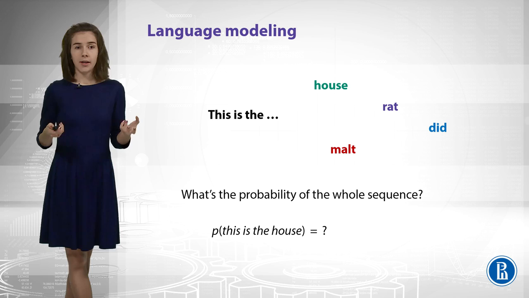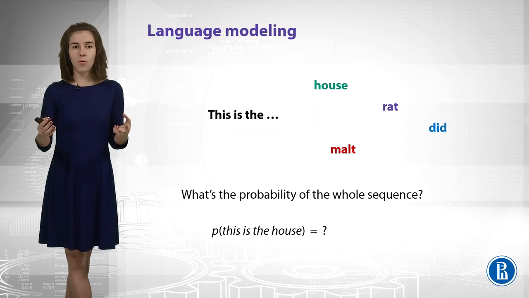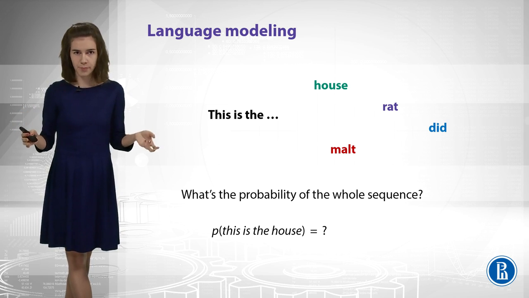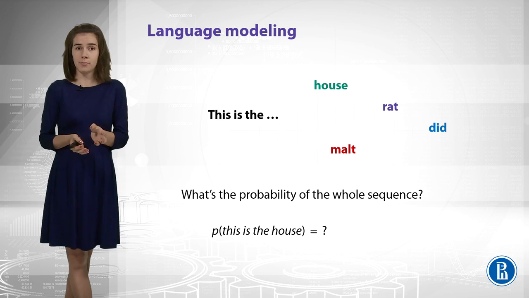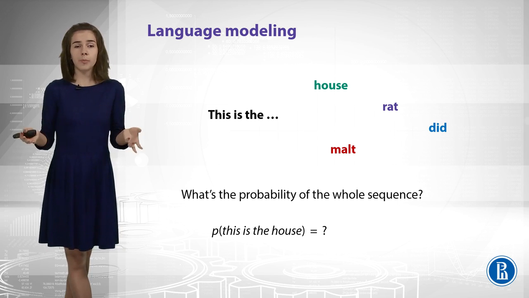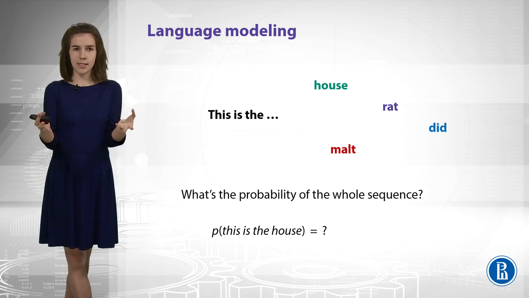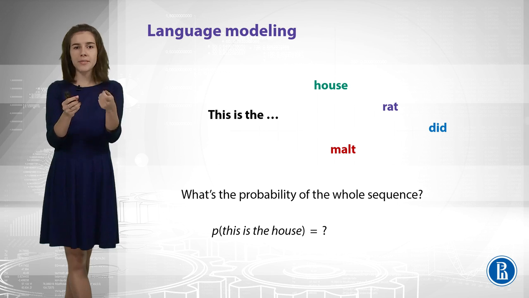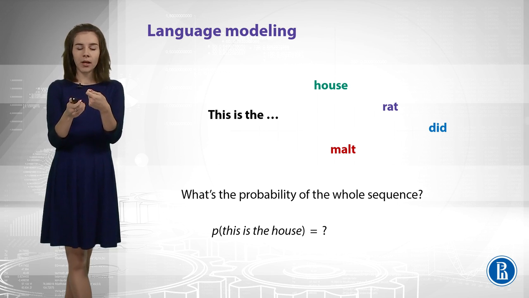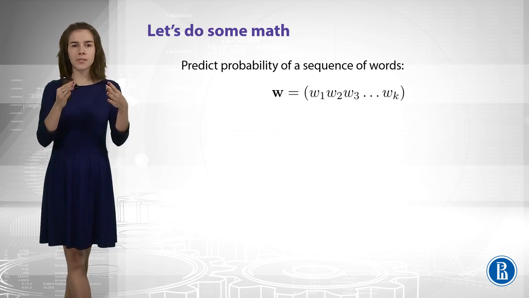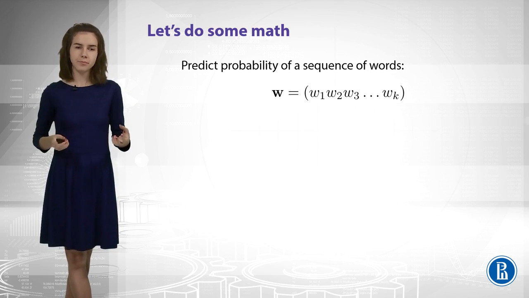Like here, can we evaluate the probability of "this is the house"? Or the probability of a long, long sequence of 100 words? Well, it can be complicated because maybe the whole sequence never occurs in the data. So we can count something, but we need somehow to deal with small pieces of this sequence, right? So let's do some math to understand how to deal with small pieces of this sequence.